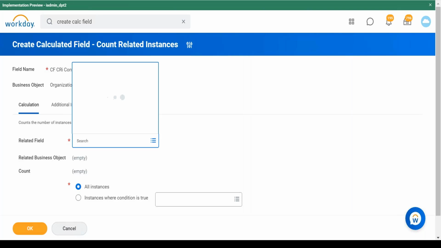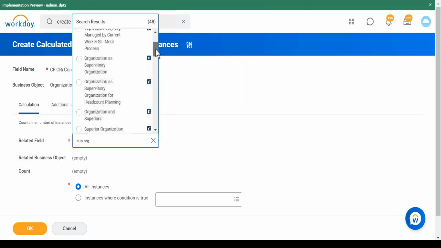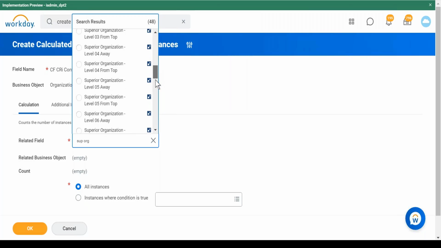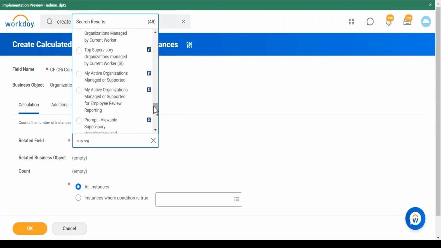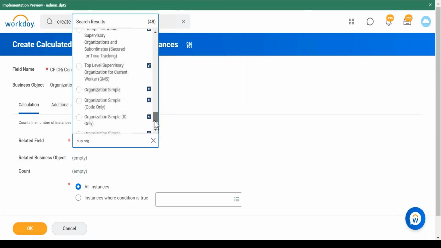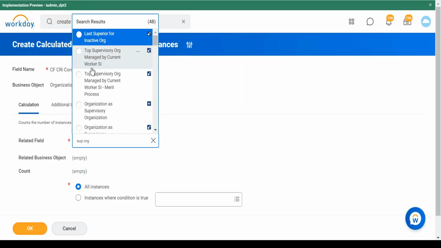This is where the related field comes in. Under what kind of org type do I want to calculate the number of workers? I want to calculate it under sup org. I want to see the number of workers under supervisory organization. So these are the number of fields: organization as supervisory organization, superior organization one level away. Maybe I want to see the number of workers in level 4 of the organization from the top. Many fields are already available here. Maybe I want to see the number of workers for the organization that I'm prompting for, right? So these are the fields you can select from here.